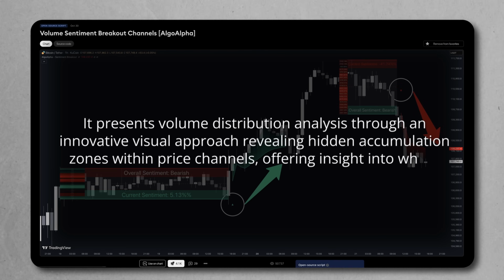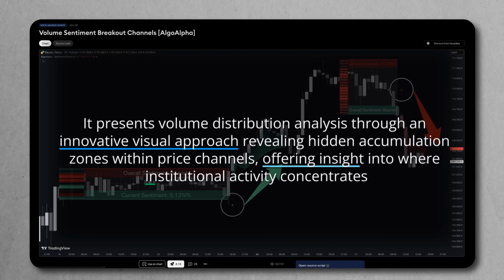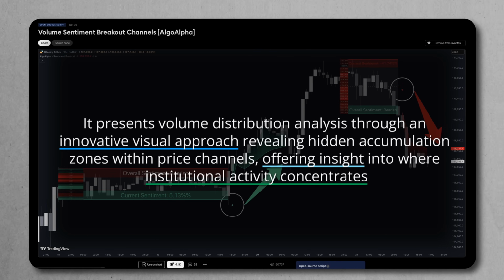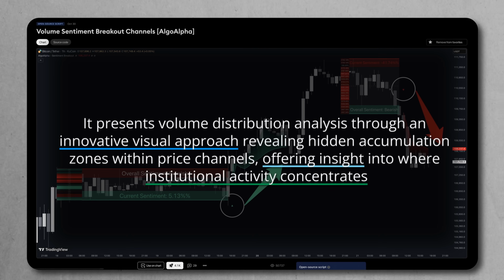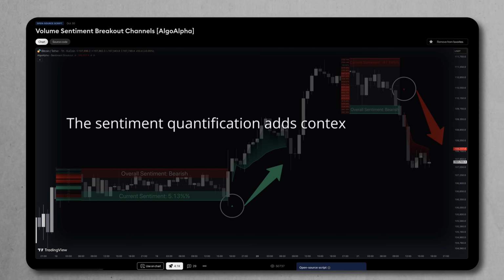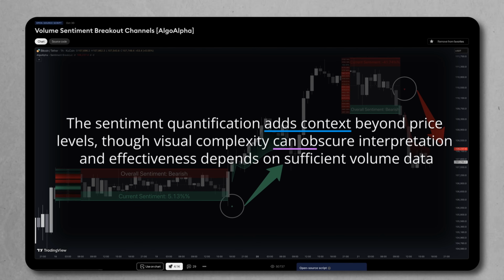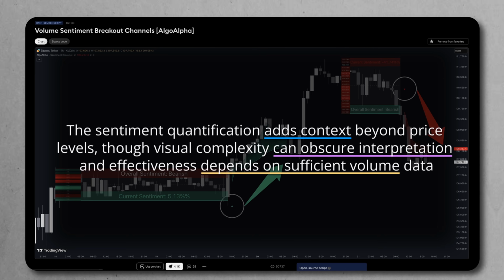It presents volume distribution analysis through an innovative visual approach, revealing hidden accumulation zones within price channels, offering insight into where institutional activity concentrates. The sentiment quantification adds context beyond price levels, though visual complexity can obscure interpretation, and effectiveness depends on sufficient volume data.